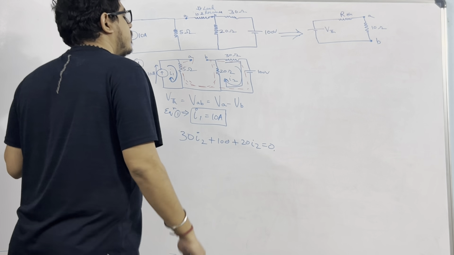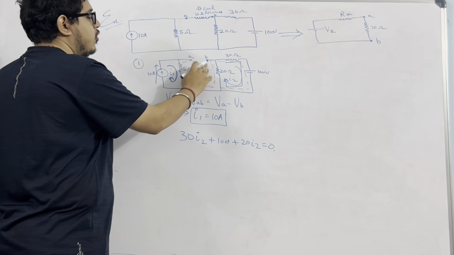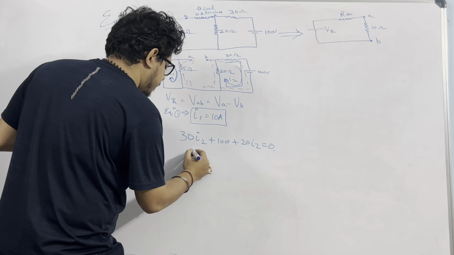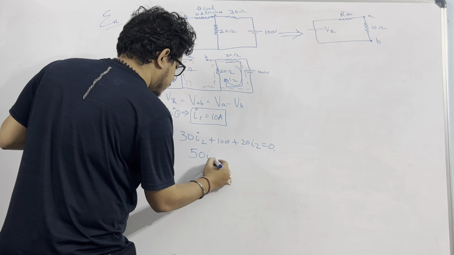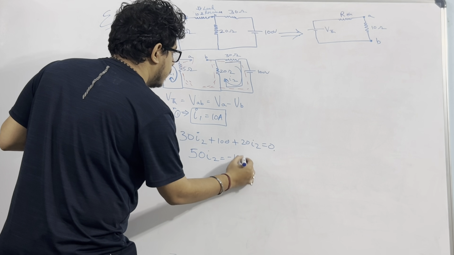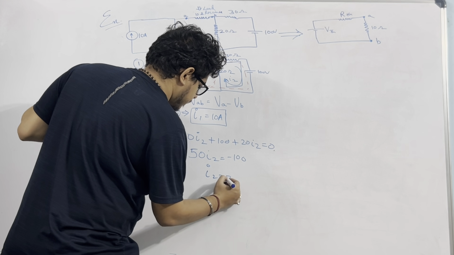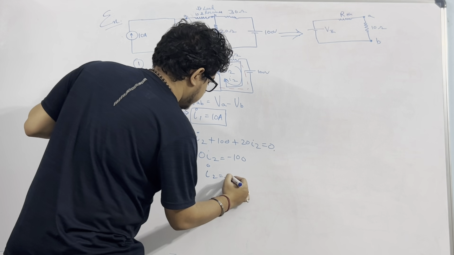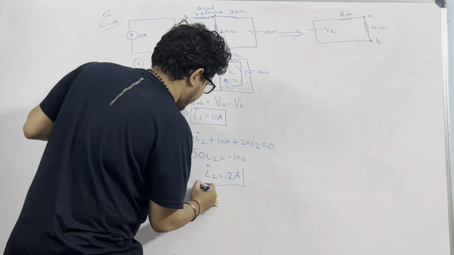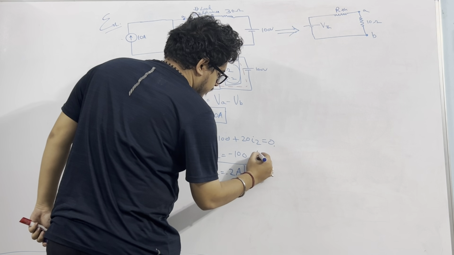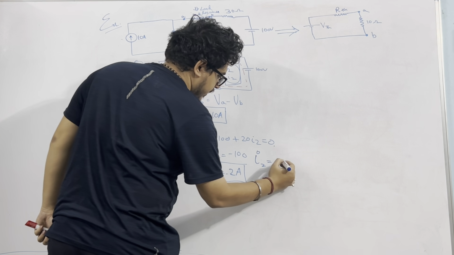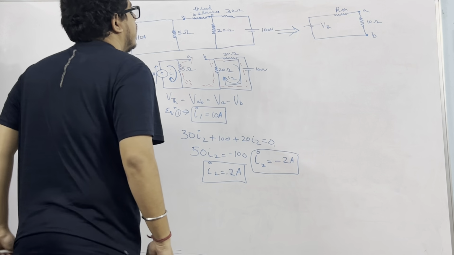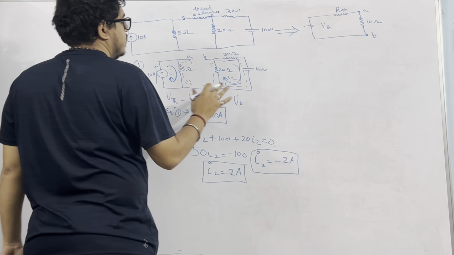Why so? In between, in this loop, no current is flowing because it's already an open circuit. So solving this, 50 I2 equal to minus 100, so I2 equal to minus 2 amperes. So now we want to write VAB.